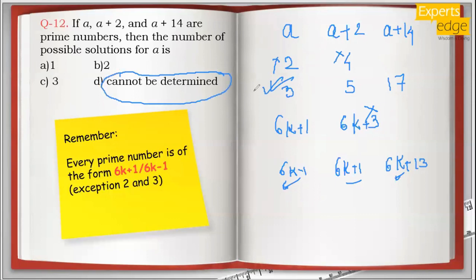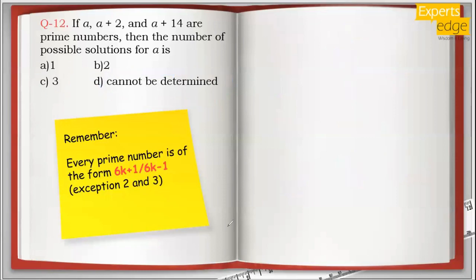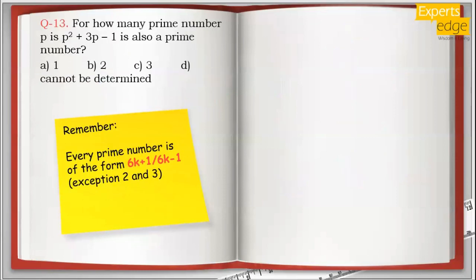Okay. So please remember this method, or else if you go for hit and trial, you will surely tend to mark the answer for this question as well. So moving on to the next question. For how many prime numbers p is p square plus 3p minus 1 also a prime number?